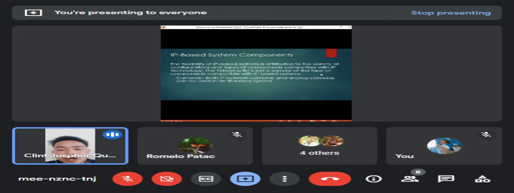First is the camera. Both IP network cameras and analog cameras can be used in an IP-based system. So the types of camera, either analog camera or IP-based or digital camera, are both compatible. In the analog camera, the data captured by your camera is converted into electrical signals. The difference is that in the digital or IP-based system camera, the data captured by your camera is converted into binary form, the 0s and 1s in the computer. That is why it is called a binary or digital camera. So both are compatible.